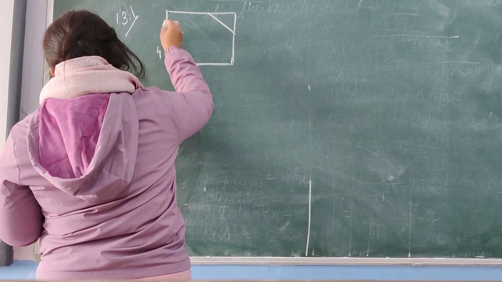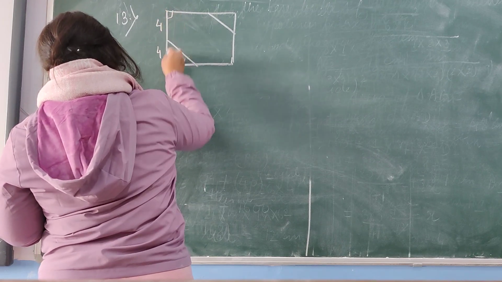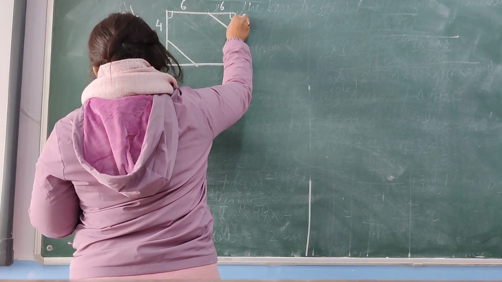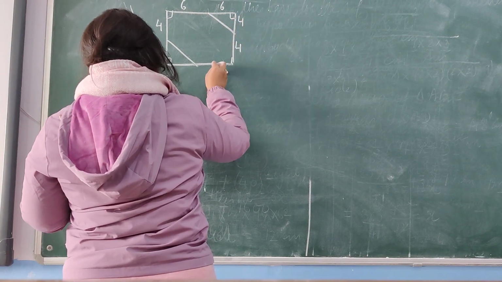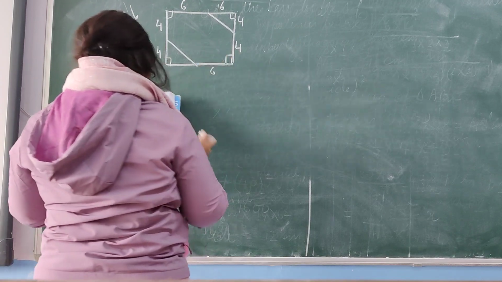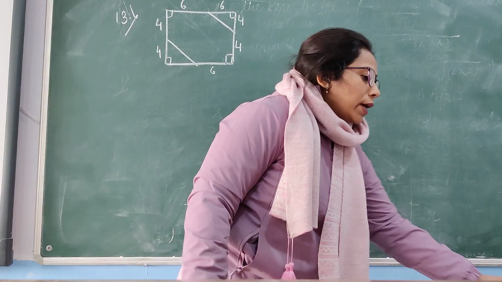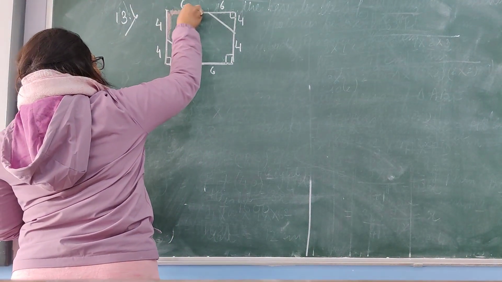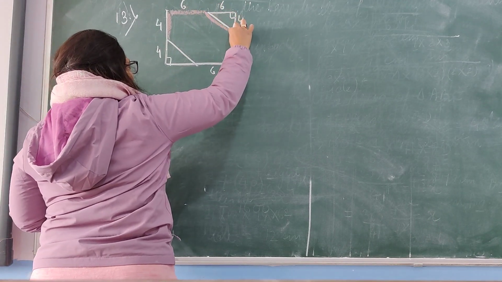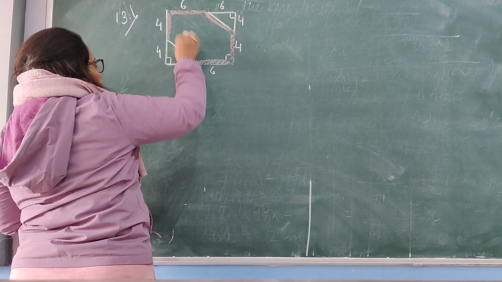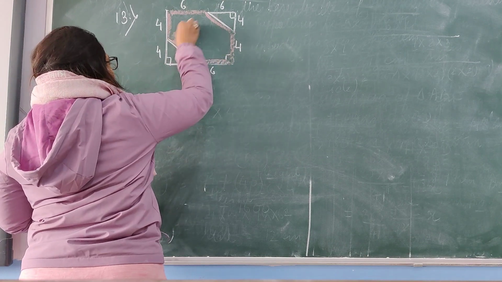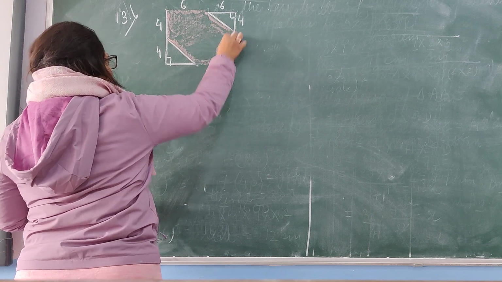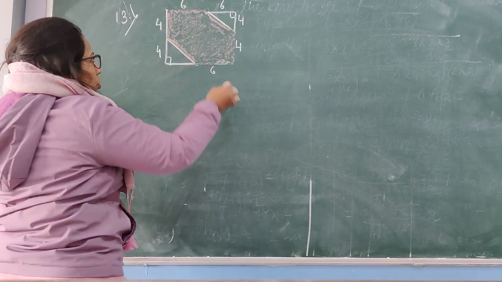Here we have 4. Here we have 4. This is 6. 6. 4, 4 and 6. So to find the area of the shaded region, this is the shaded region. This whole part is shaded. I hope I am not wrong. This whole part is shaded. So we have to find the area of this shaded region only.